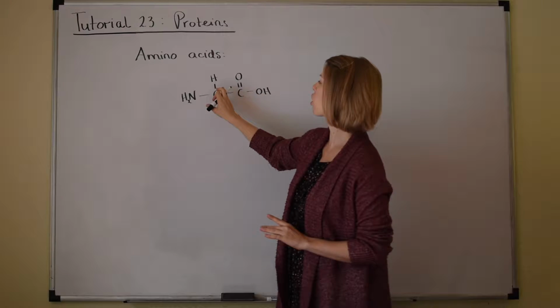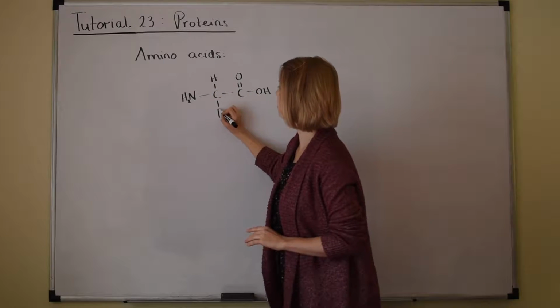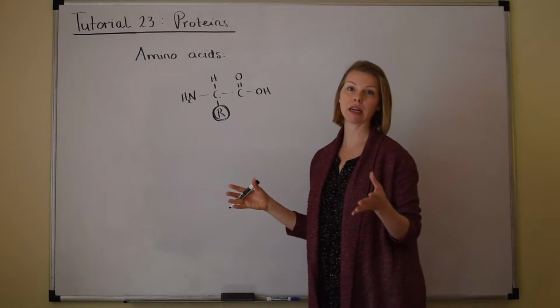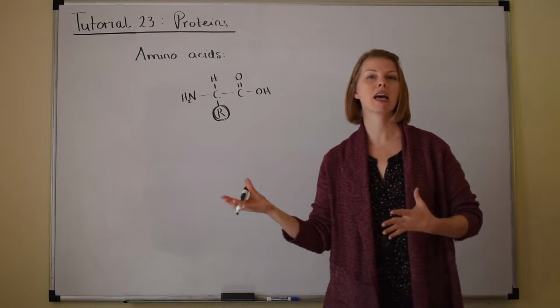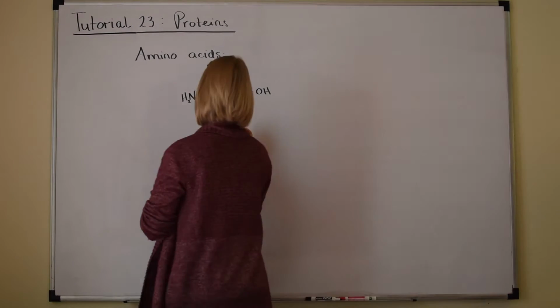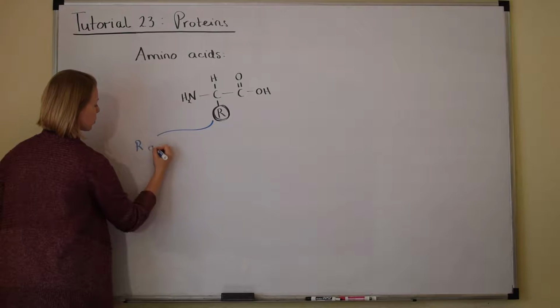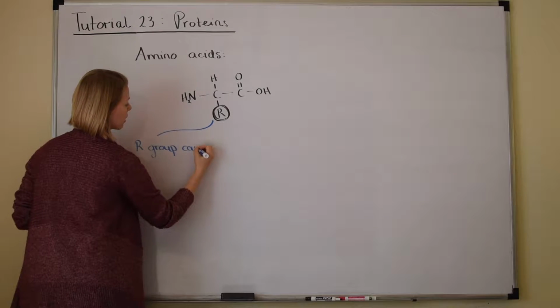Then for this fourth bond to this alpha carbon, we're going to call it the alpha carbon because it's the carbon next to the carboxylic acid. That's the part of the amino acid that can vary. And I'll just write R here, because this R group can be a variety of different things, and that's what makes up the 20 different amino acids. So let's write here that this R group can vary.